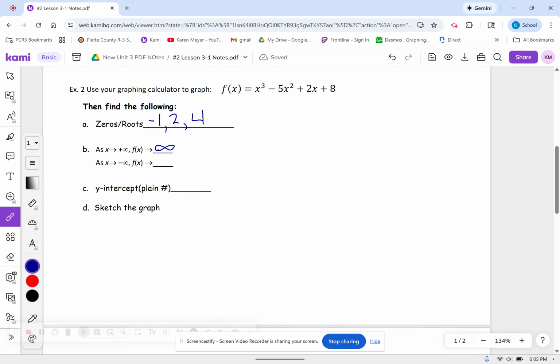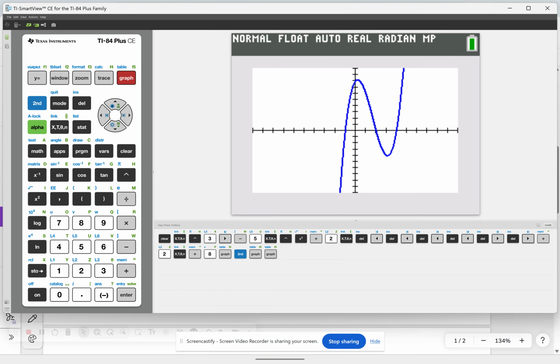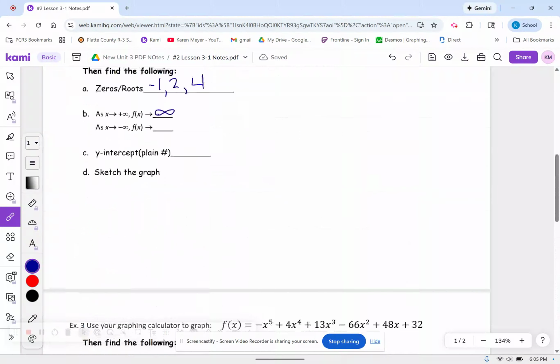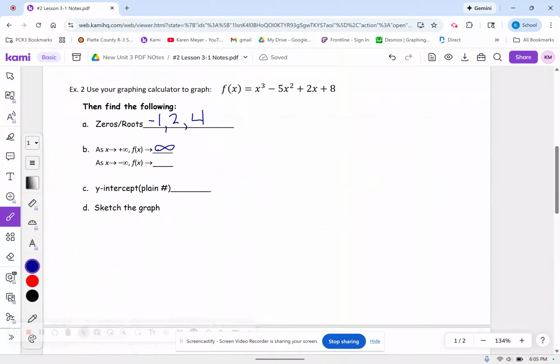And then if I look at the left side, I notice the graph is pointing down. So that means it's going to negative infinity. So here I'm going to have negative infinity.